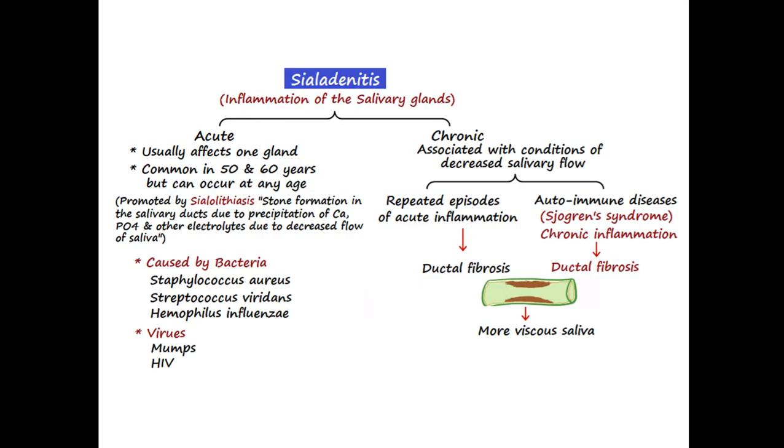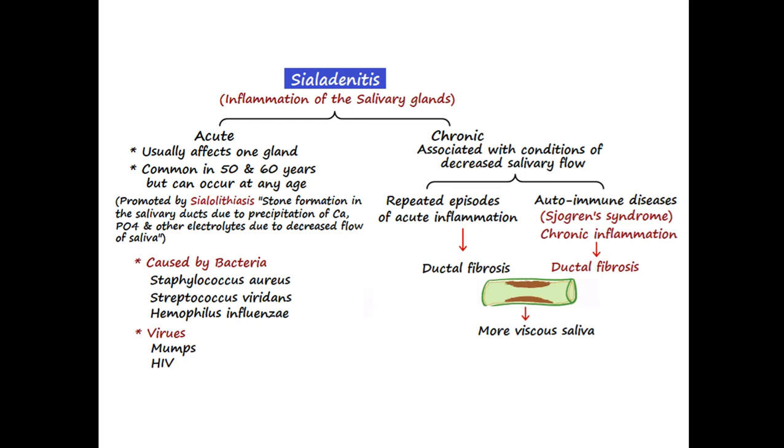Now, by sialadenitis we mean inflammation of the salivary glands. We can get this inflammation in its acute form or in its chronic form. The acute form mostly affects one gland, and it is common at 50 to 60 years of age, but it can occur at any age, and even it can occur in a newborn.